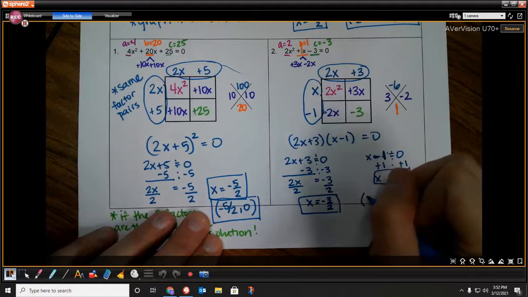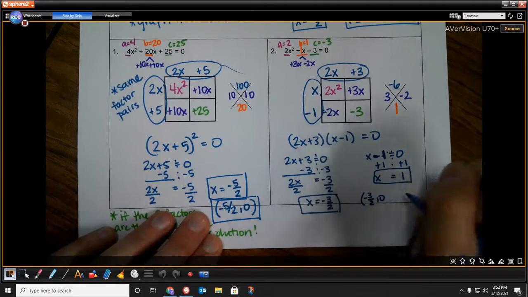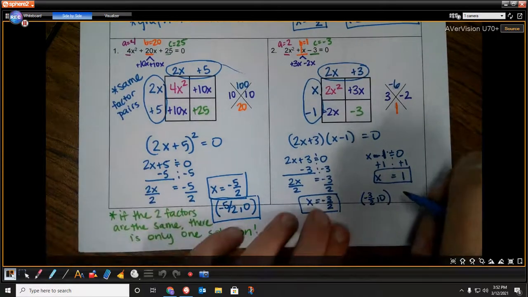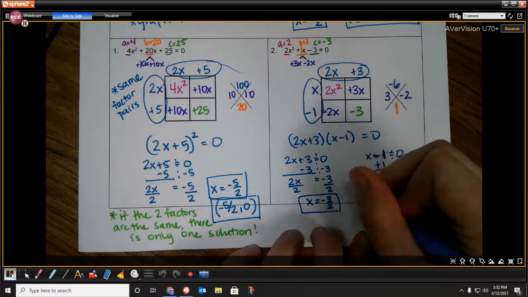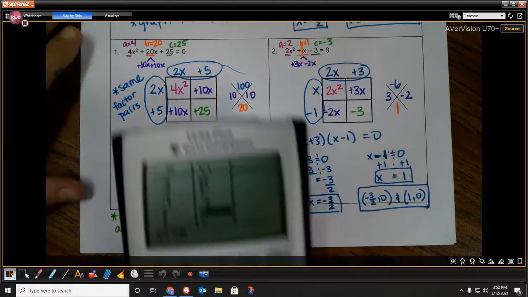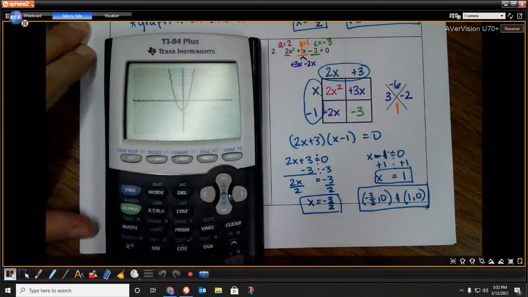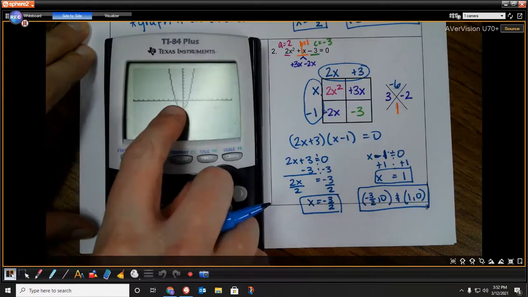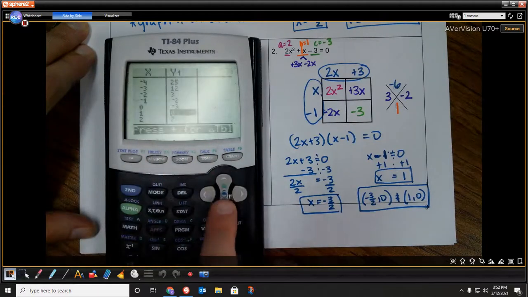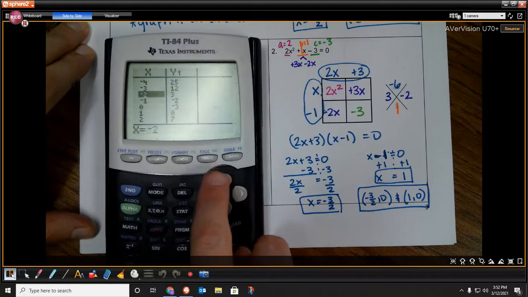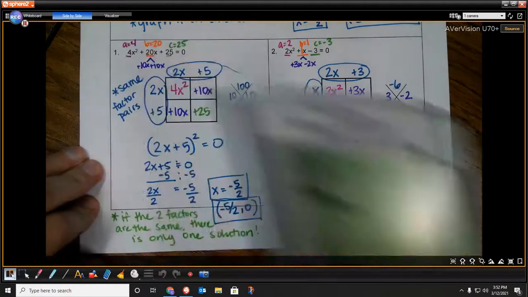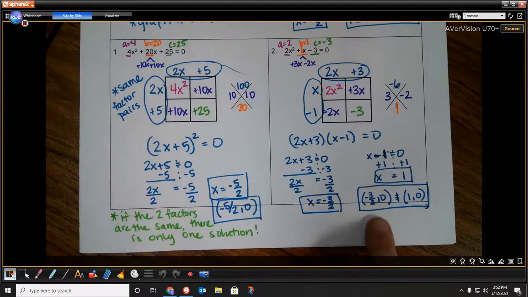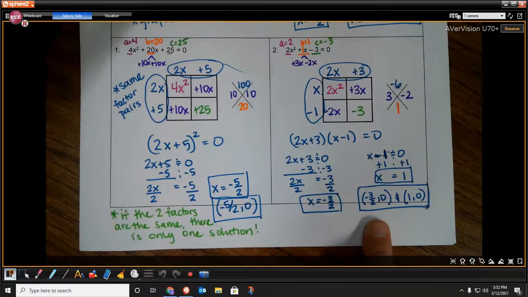We can also write these as our coordinate points, our ordered pairs, negative 3/2, 0, and 1, 0. And if we look back on our graph to check our answers, we see that, yep, it's about at negative 3/2, and it's at 1. We knew one of our answers was going to be 1, 0 right there. And then it would be right there between negative 1 and negative 2. Negative 3/2, remember, is negative 1.5. So those are our solutions here, okay?